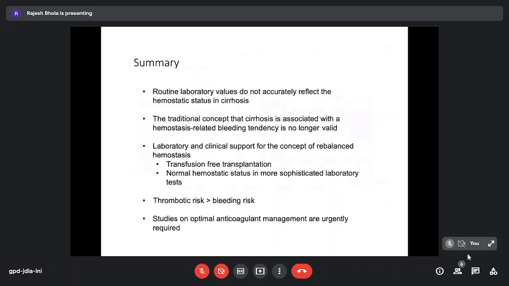Studies on optimal anticoagulation management are urgently required so that we can have a better outcome in case of liver disease with a hemostatic abnormality.